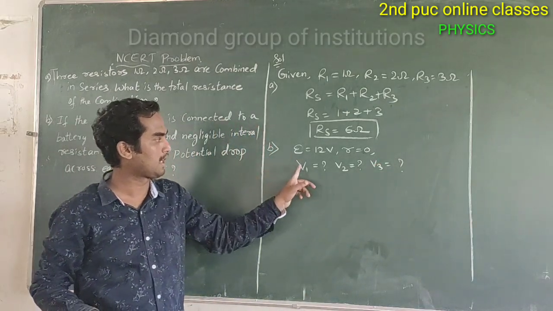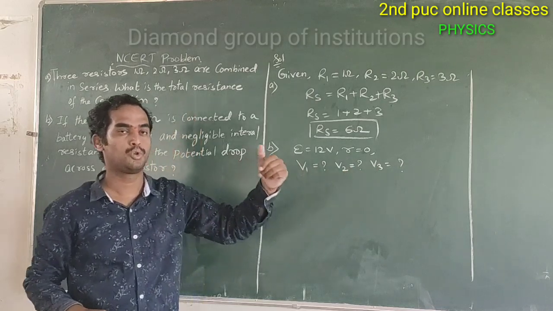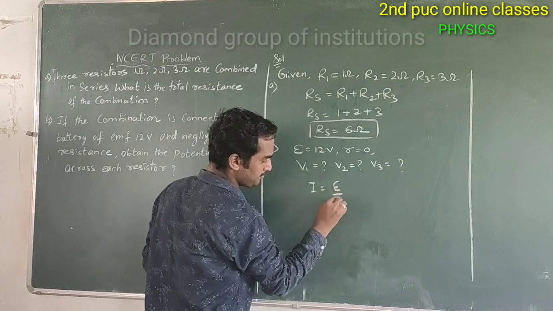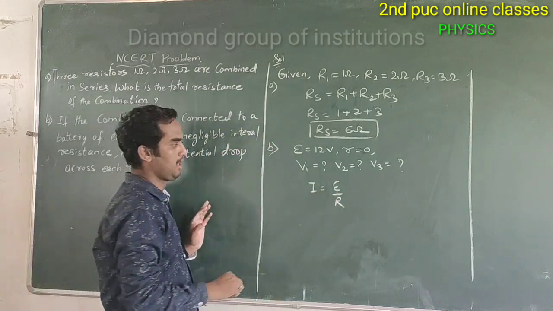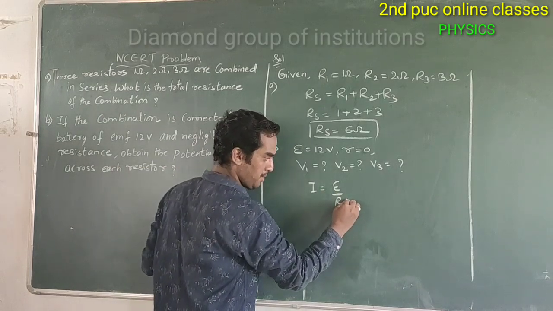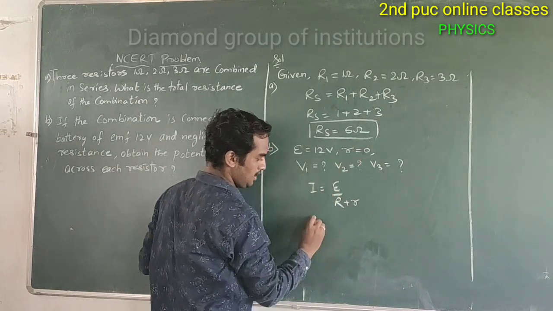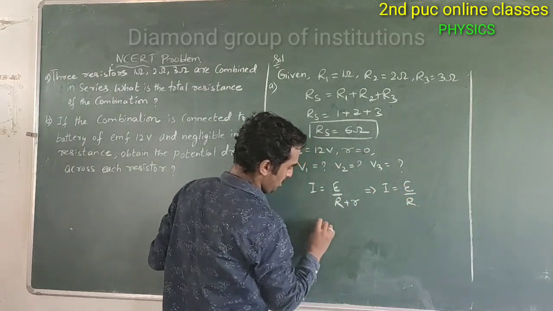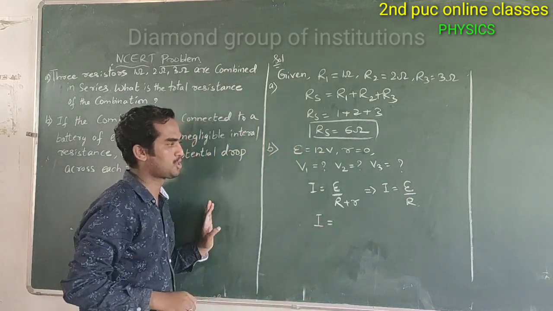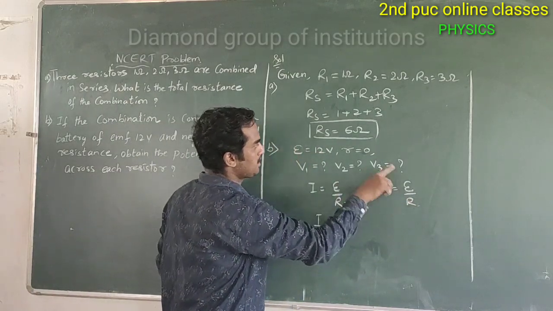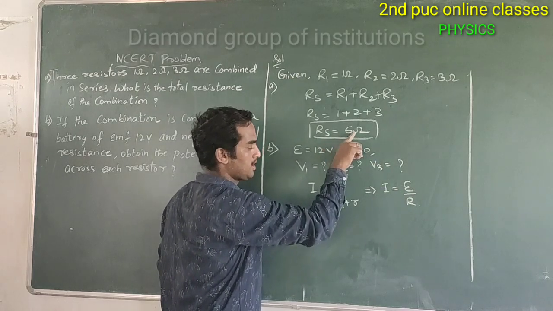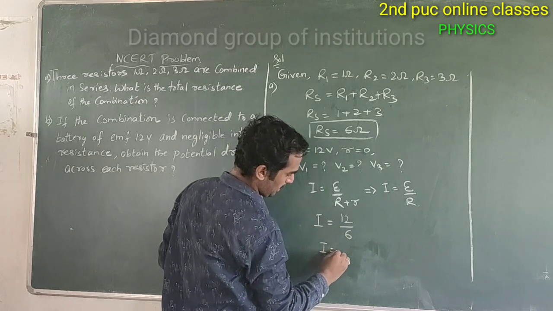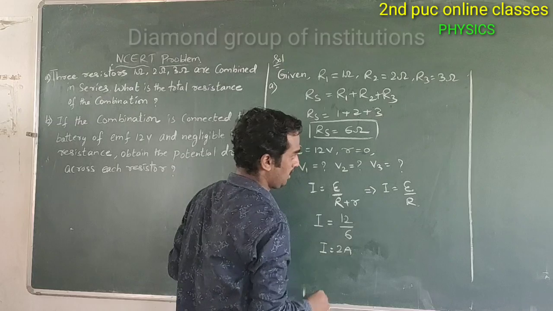So before calculating the V1, V2, V3 values, we should know the value of I. So that's why I equal to E by R. Actually, I equal to E divided by capital R plus small r. But what is the small r value? 0. So I becomes E divided by R. So E value is 12 and R means Rs value. What is the value we got here? 6 ohm. So 12 divided by 6. We got the current as 2 ampere.